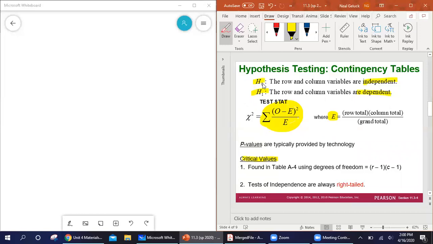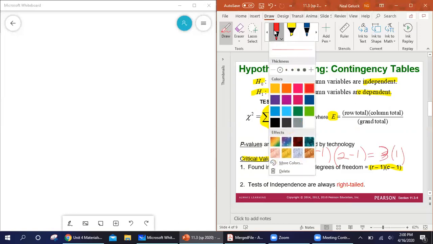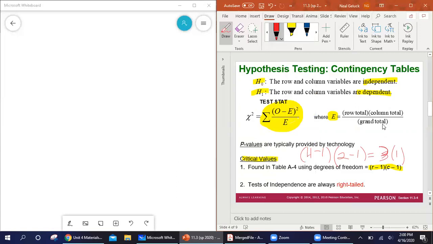Notice that my degrees of freedom is rows minus 1 times columns minus 1. For this particular problem we're doing in the notes, the number of rows was 4, so it'd be 4 minus 1 times the number of columns, which was 2, 2 minus 1. So this is really 3 times 1. This problem is going to have 3 degrees of freedom when we get there.